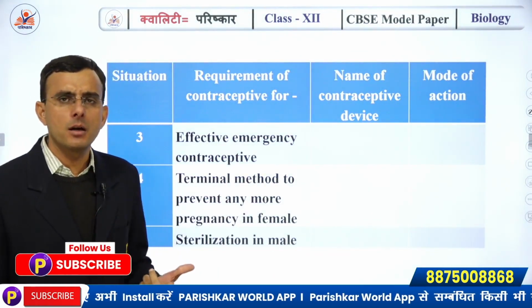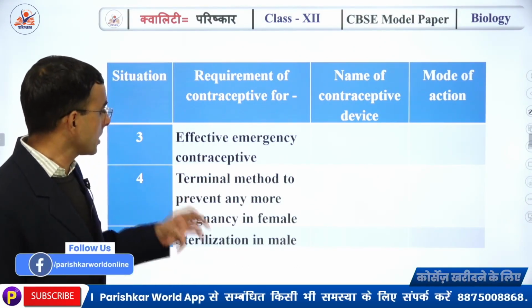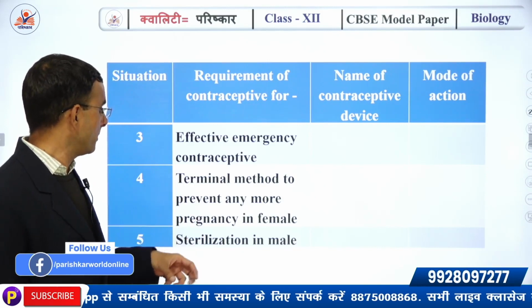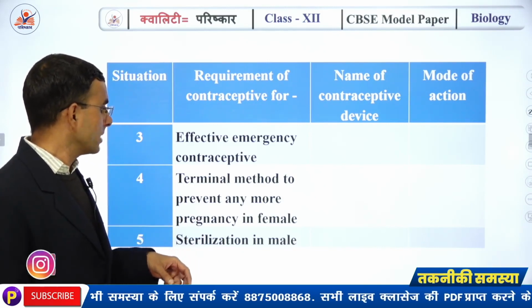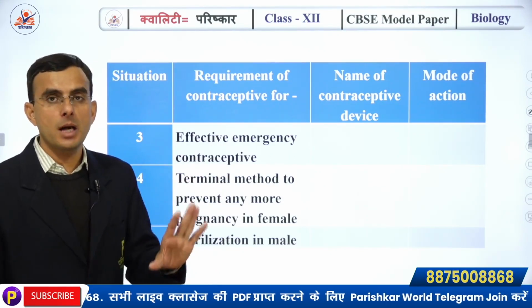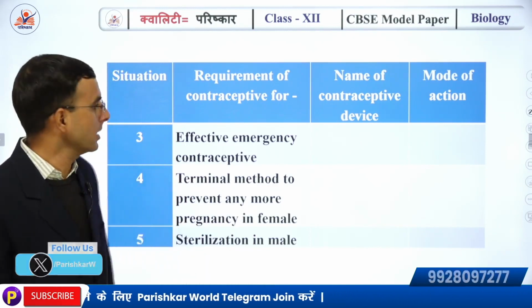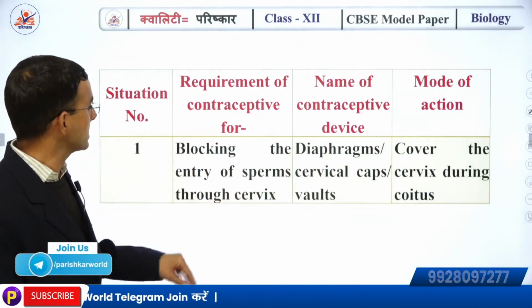Which contraceptives are we mainly utilizing? The fourth one is a terminal method to prevent any more pregnancy in females. To stop the pregnancy in females, what type of techniques are we utilizing? Sterilization in males. What is the name of that technique? And now the first one is in the answer.